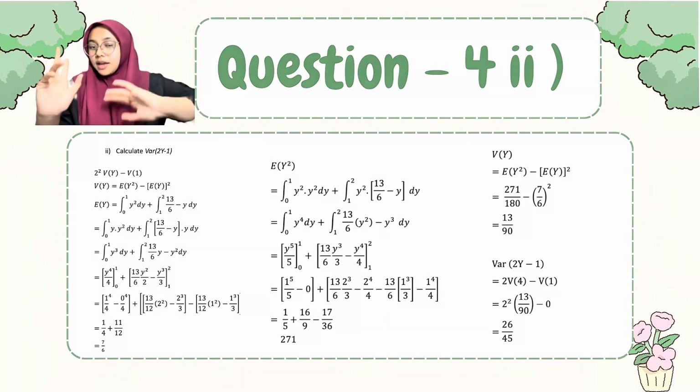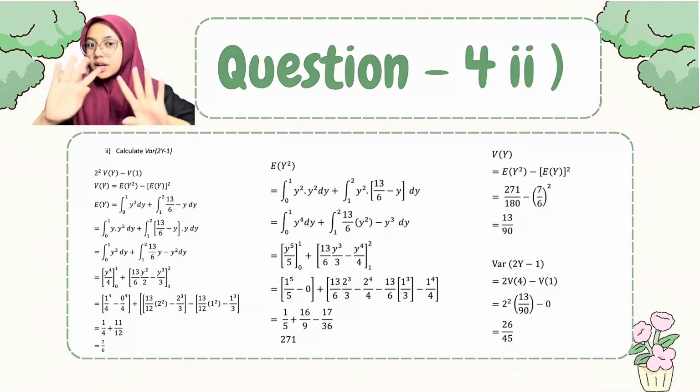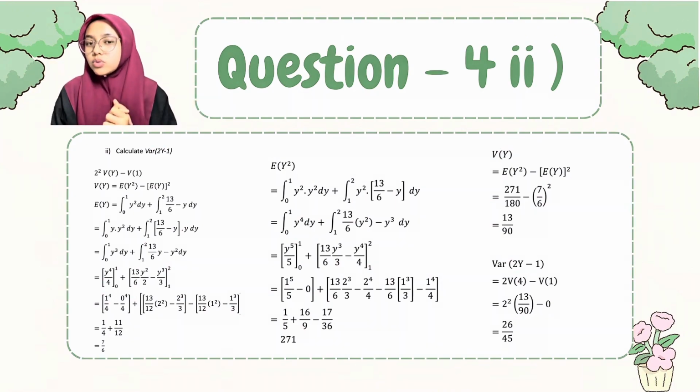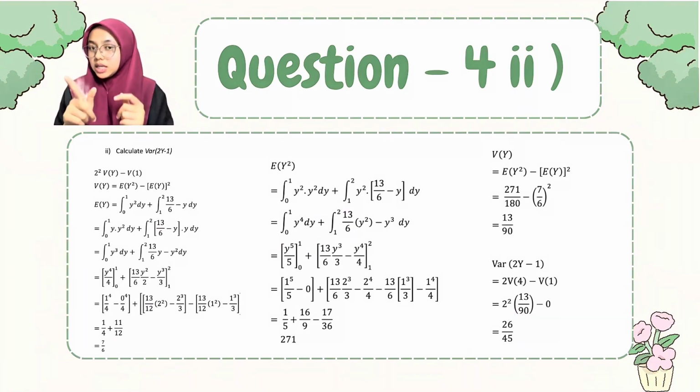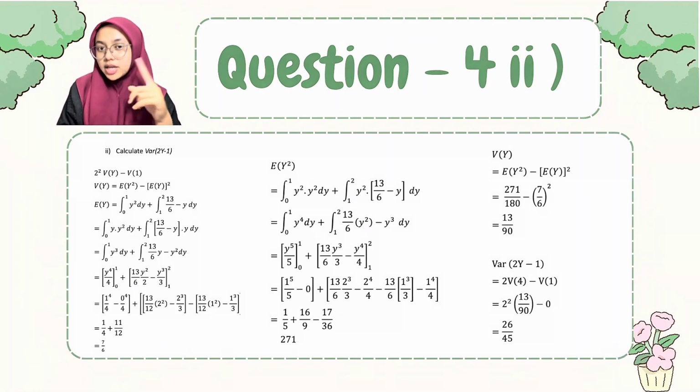Hi everyone, I'm back. I will explain to you guys question number 4. Number 2 is calculate variance. First of all, we have to know the formula. The formula is V(y) equal to E(y²) minus (E(y))². First, we have to find E(y).